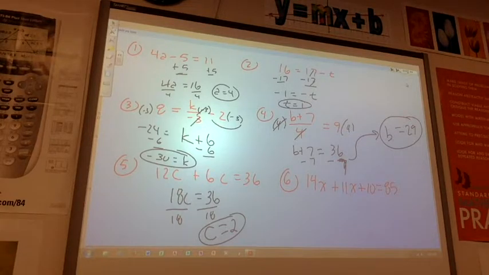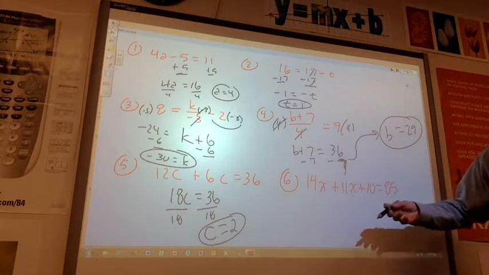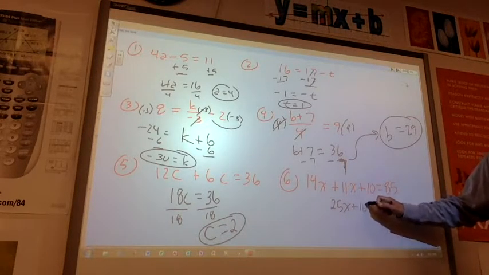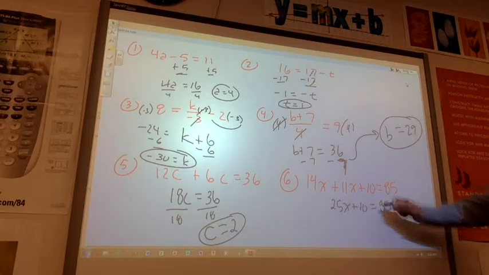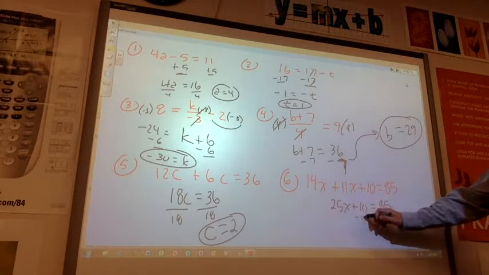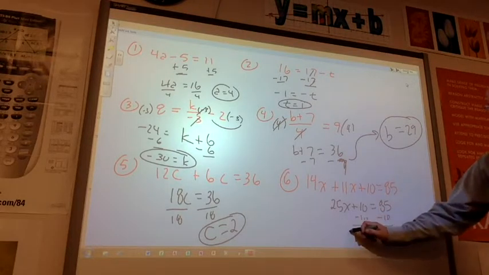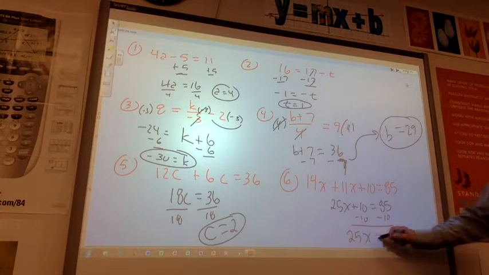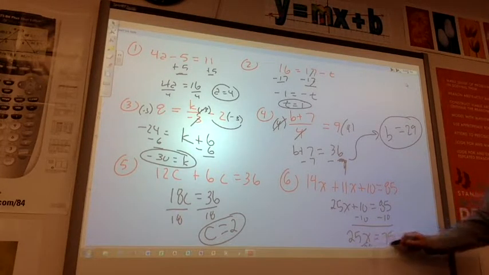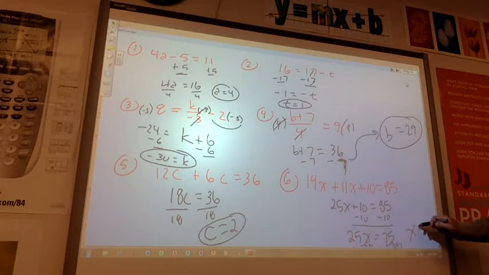Number 6. Do I have like terms on number 6? Yeah. What are my like terms on the left side? 14x and 11x, which is? 25x. And then I'm just going to write this down. Some of you might have skipped this step, but is that all right so far? What should I do from there? Subtract 10. I love it. 25x is equal to 75. Divide each side by 25. So x equals how much? 3. Those are the first 6.